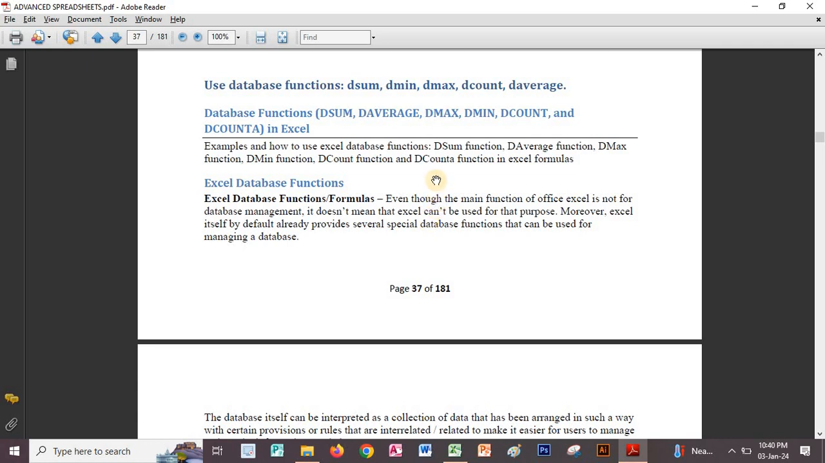The database functions, we are going to see them: DSUM, DAVERAGE, DMAX. I'm just going to see how different they are from the ordinary statistical functions. We had sum, we had average, we had max, mean, but now the database functions, how different are they? So even though the main function of Excel is not database management, it can still work with a database.